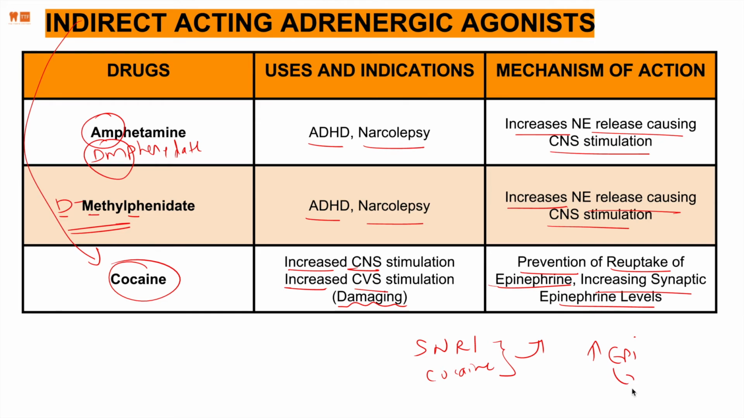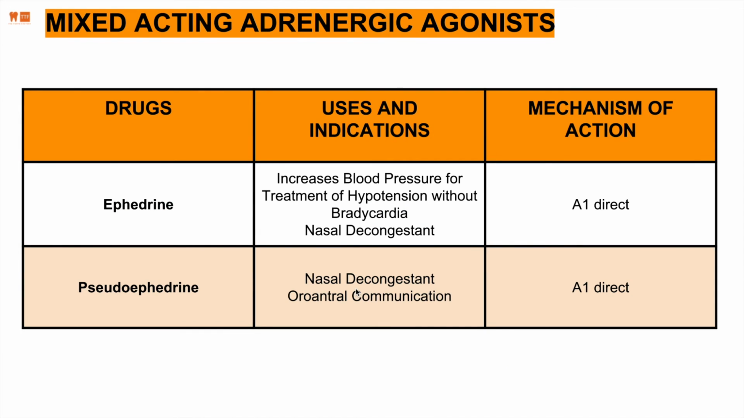When that happens, they go to beta 1 because they have to go somewhere, and the heart starts racing, and so is our CNS. Okay guys, those are indirect acting. Mixed acting, drugs that do both. They have dual actions of epinephrine, sometimes known as fake epinephrine. Now, not really, but just a visual way to remember ephedrine and pseudoephedrine.